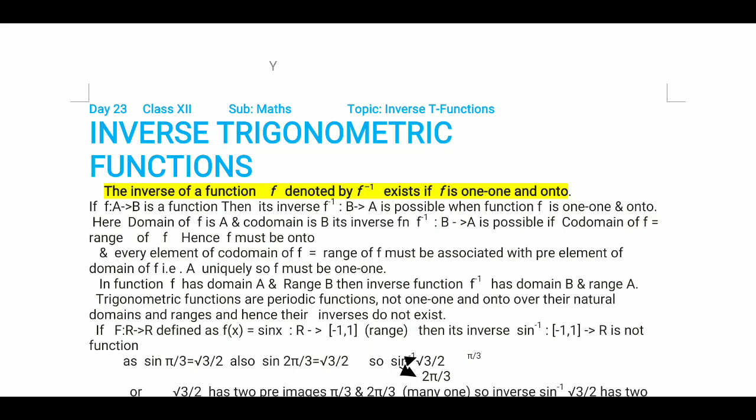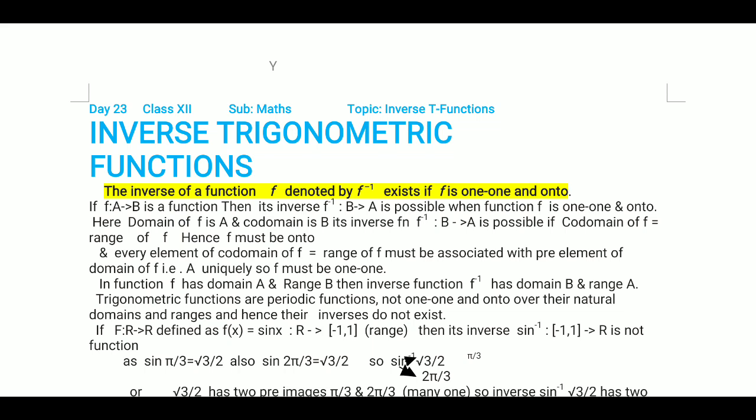Here the domain of f is A and the codomain is B. Its inverse function f inverse from B to A is possible if the codomain of f is equal to the range of f. Hence f must be onto, and every element of the codomain of f, that is the range of f, must be associated with a pre-element of the domain of f, that is A, uniquely. So f must be one-one.